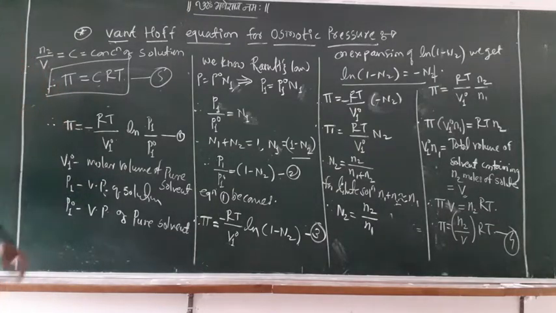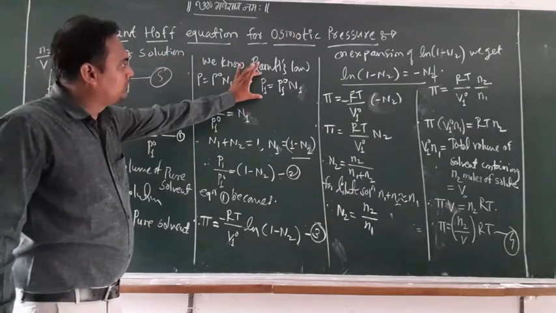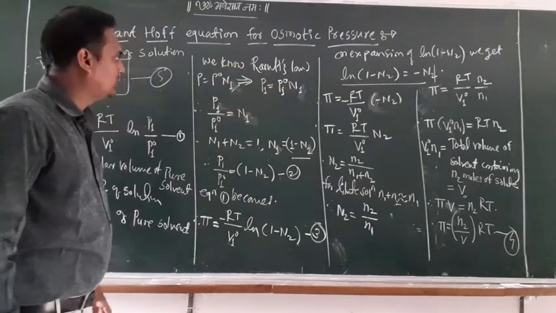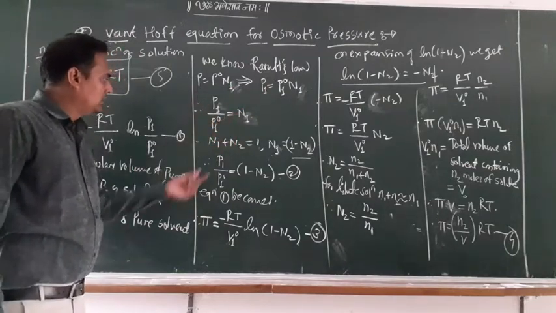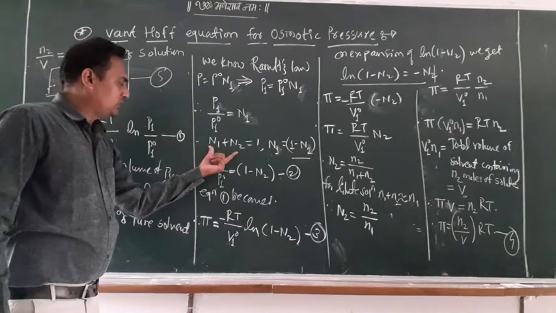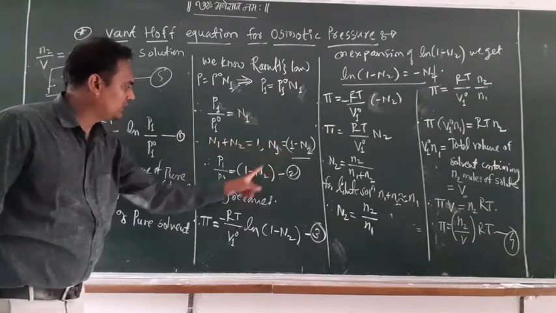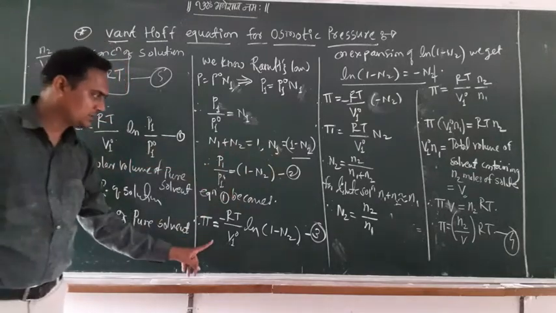Now, where did we start? The relation between osmotic pressure and vapor pressure. The earlier equation had the numerator changed. Then we considered Raoult's law. Raoult's law for this condition is P1 is equal to P1 naught into n1, the mole fraction of solvent. After rearranging, we got this equation. Then we know n1 plus n2 is equal to 1, so n1 is equal to 1 minus n2. We substituted n1 equal to 1 minus n2, then substituted equation 2 in equation 1, and we get equation number 3.